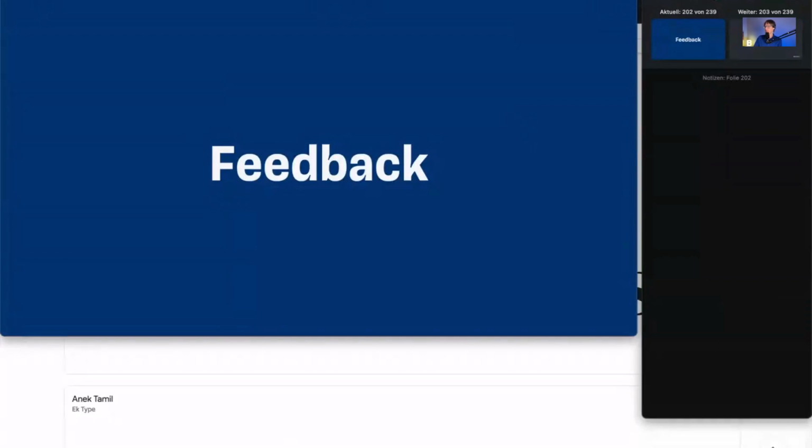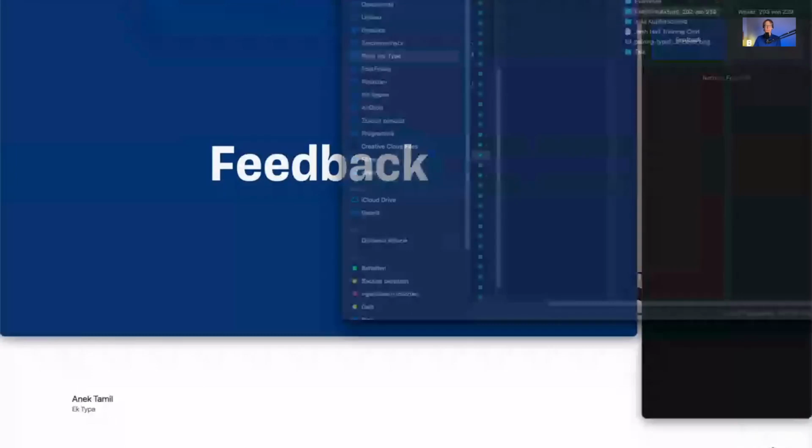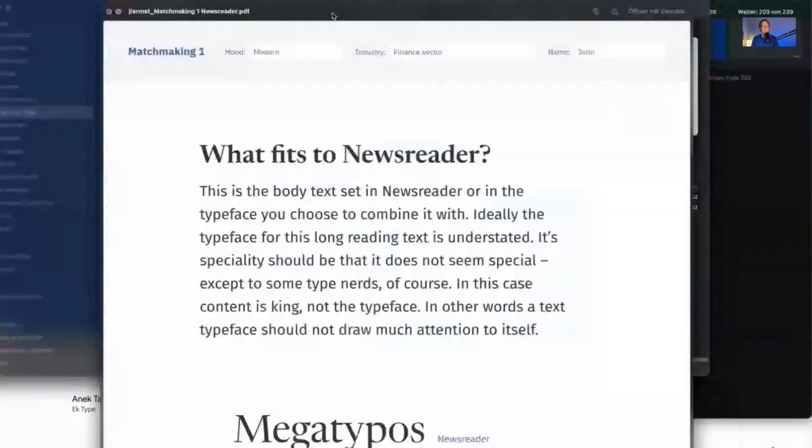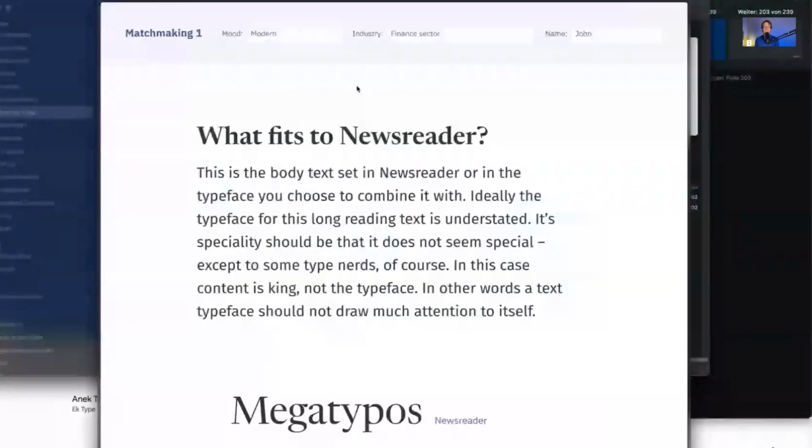So, all right. Okay, then let's talk a bit more about the other submissions that were sent in before we have some even more examples and some room for questions even before that, if you want to. So let me take a look at the submissions. Okay, thanks again for sending in the assignment. So what do we have here from John? Thanks, John, for sending in. He picked the mood modern. The industry was the finance sector, and I forced him to use Newsreader, and he did. So he wanted to make it modern, and his combination here was Furasans with Newsreader.